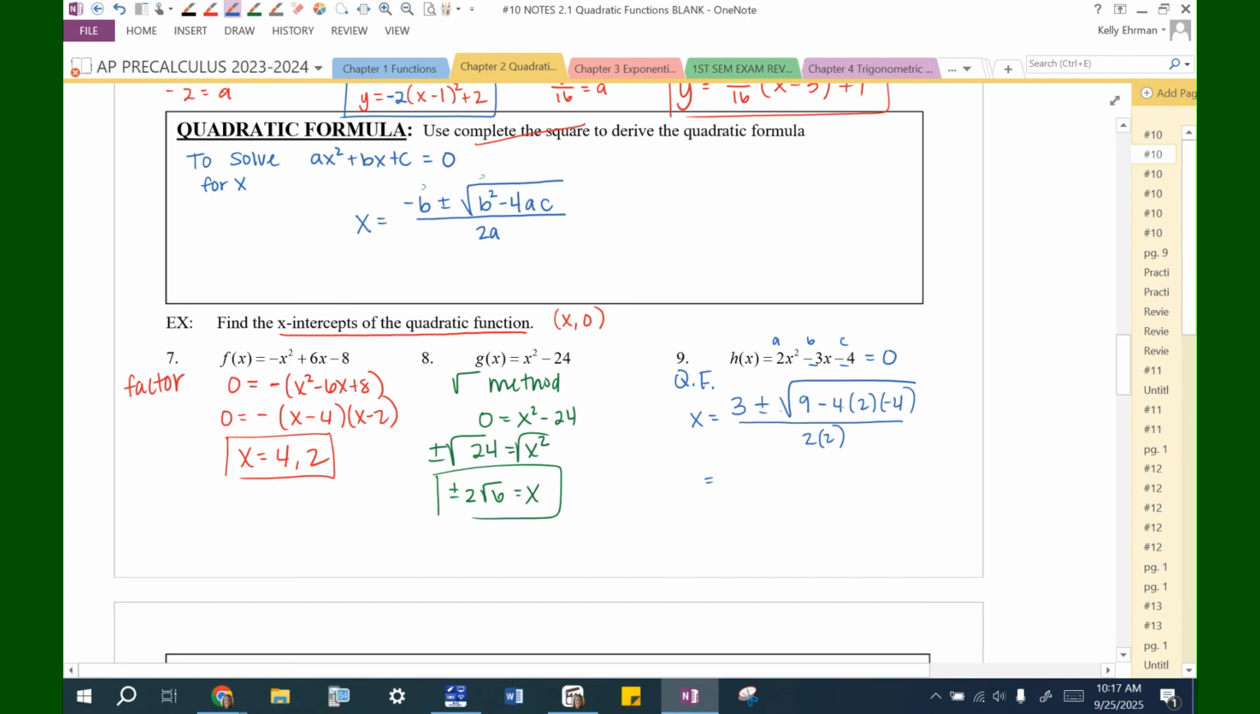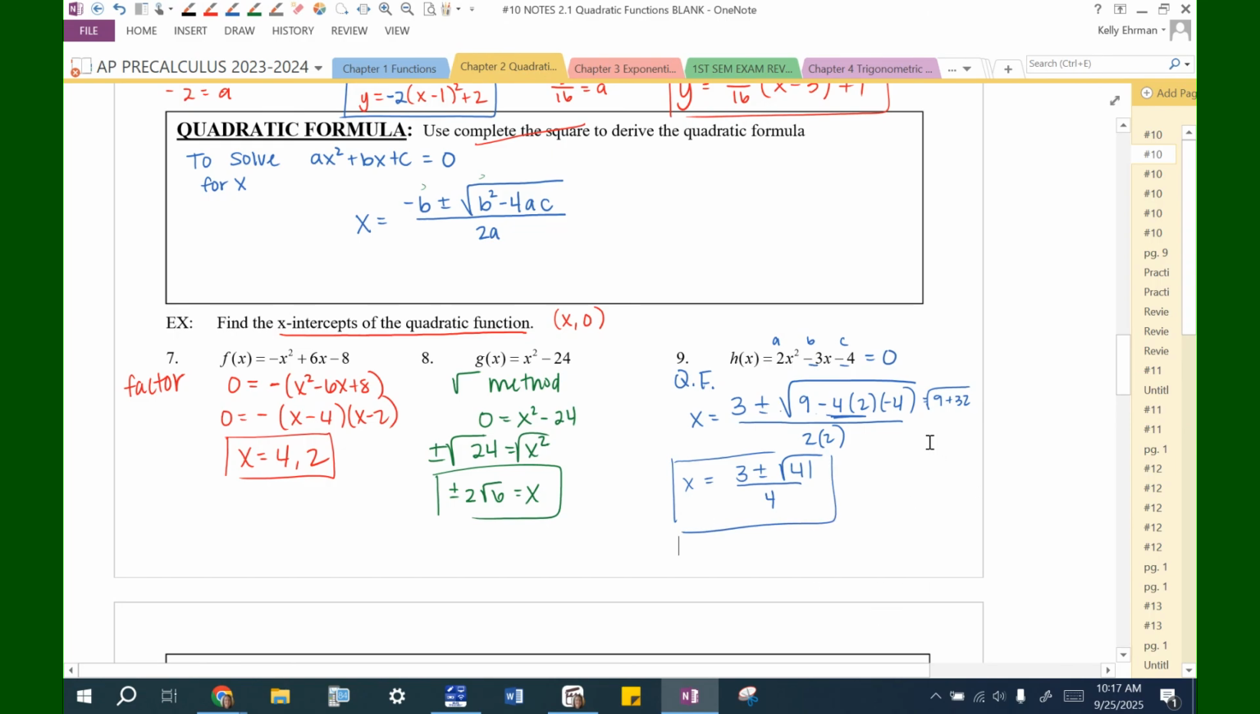Be careful, it's the math underneath the square root that people tend to make mistakes on. So I look at it like this. Ignore the 9 for a second. Negative 4 times 2 is negative 8. Negative 8 times negative 4 is positive 32. So underneath the root, I have 9 plus 32. So 3 plus or minus radical 41 over 4. If I could simplify the radical, I would, but I can't. So those are the x values.